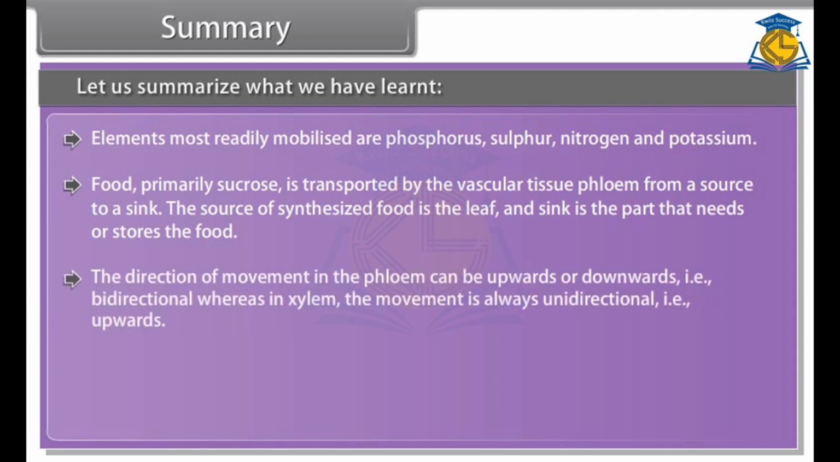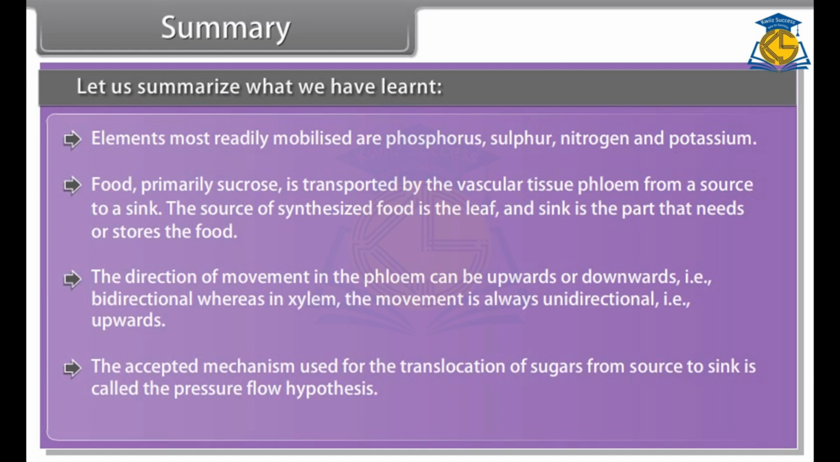The direction of movement in the phloem can be upwards or downwards, which is called bidirectional, whereas in xylem, the movement is always unidirectional, which means upwards. The accepted mechanism used for the translocation of sugars from source to sink is called the pressure flow hypothesis.